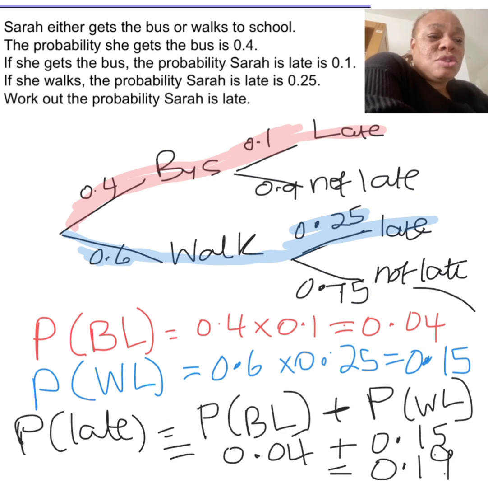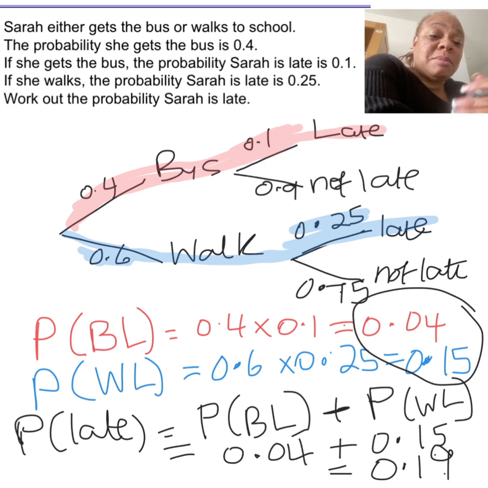We added these two probabilities because she can either be late from taking the bus or she can be late from taking the walk. So it's either she does one or the other. That's why we add them. Anyway, so that's your answer. 0.19 is your answer. Thanks for watching.